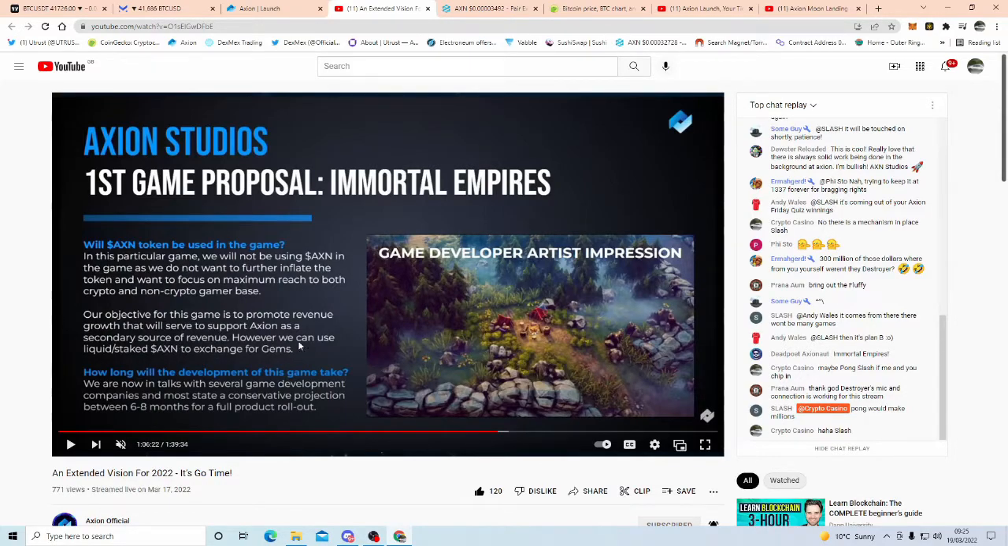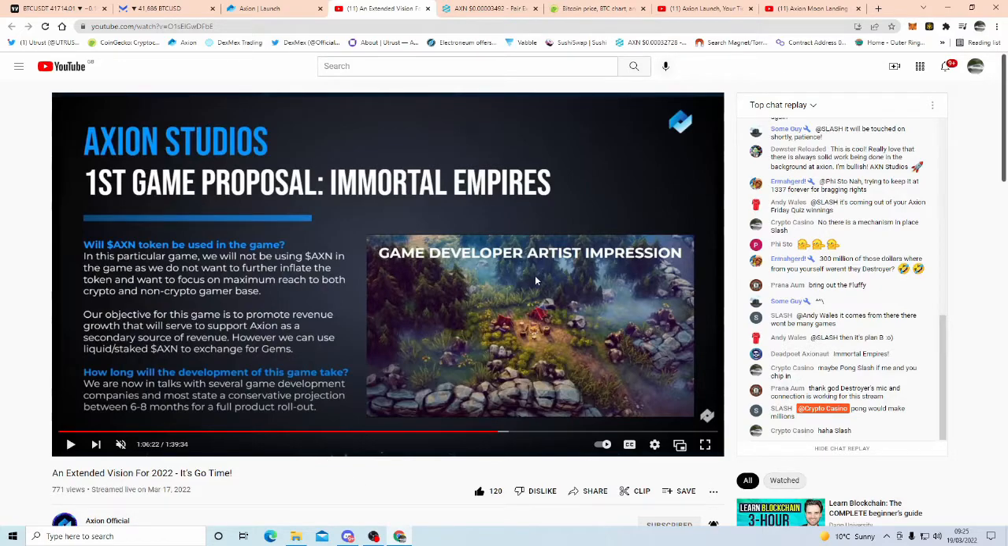However, we can use liquid staked Axion to exchange for gems. Right. So it'll probably be done on a percentage basis. So if you use Axion, you might get, say, 10% more gems or something like that.